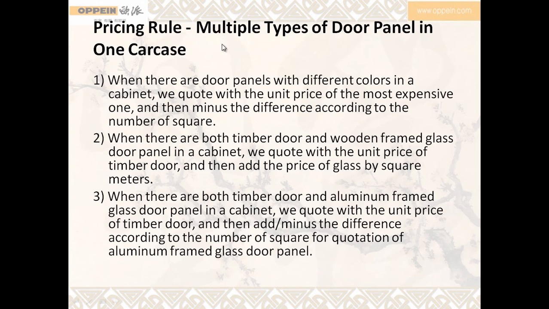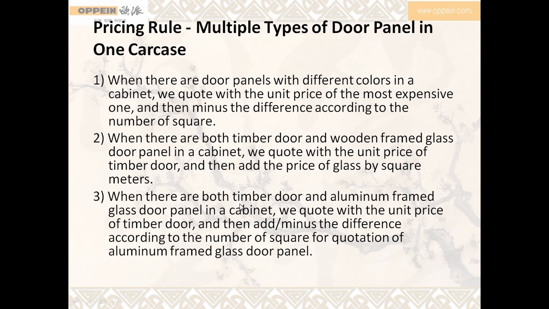Pricing rule for multiple types of door panel in one carcass. 1. When there are door panels with different colors in a cabinet, we quote with the unit price of the most expensive one, and then minus the difference according to the number of square. 2. When there are both timber door and wooden framed glass door panel in a cabinet, we quote with the unit price of timber door and then add the price of glass by square meters.